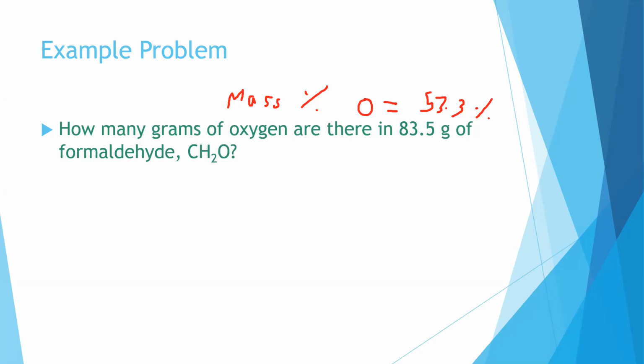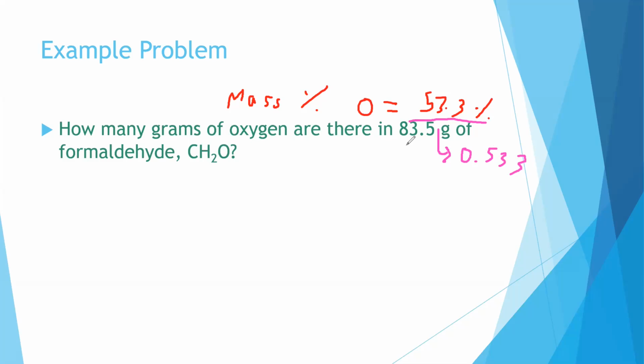So a common mistake I saw on this problem is we need to multiply our mass percent in decimal form. So 53.3% is 0.533. Because we don't want to multiply by an arbitrary larger number. If we multiply by 53.3, then we're gonna get an answer that's way too large.